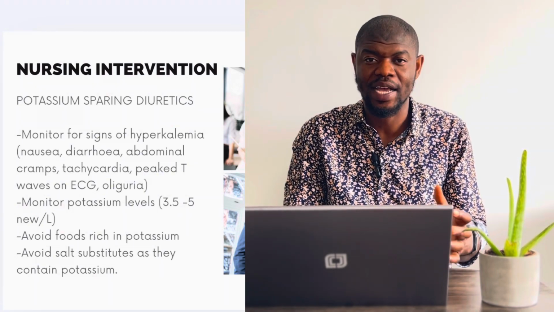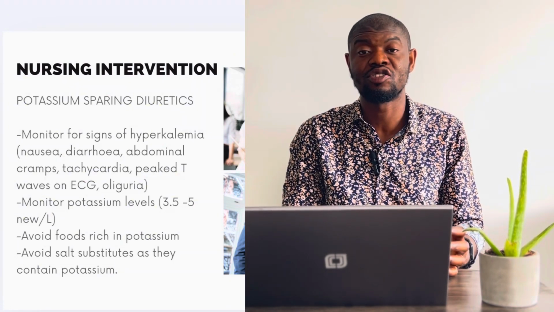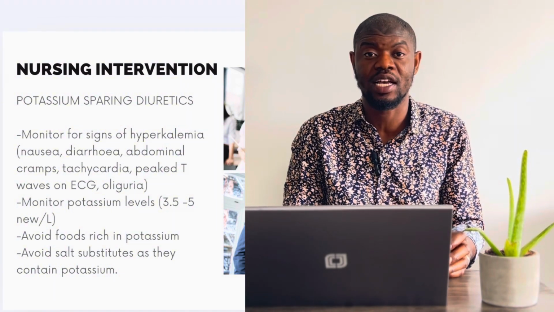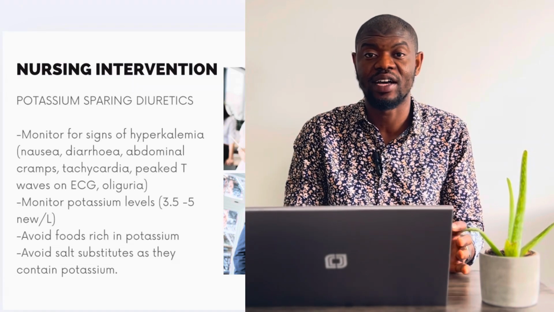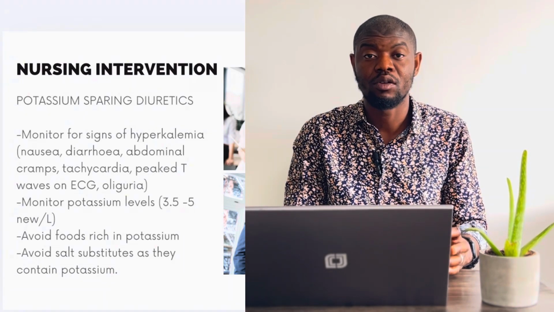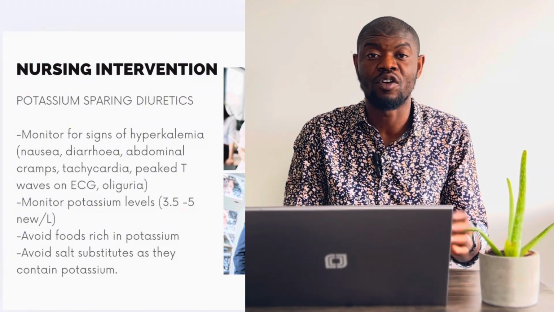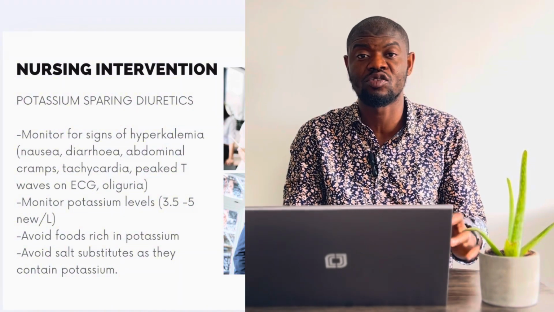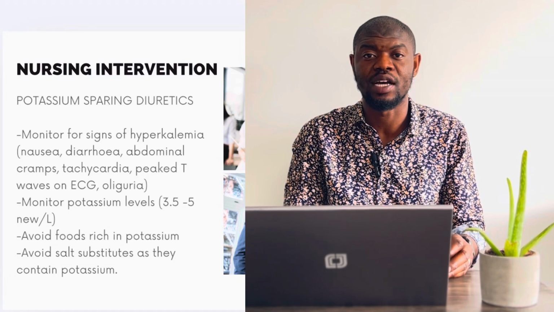With potassium sparing diuretics, one of the important things you want to keep an eye on is signs of hyperkalemia. Now, this type of diuretic causes you to retain potassium, and so you want to constantly check potassium levels, and it should be between 3.5 and 5 milliequivalents per liter. Now you want to instruct your client or your patient to avoid foods that are rich in potassium, and also to avoid salt supplements, because these ones also contain some potassium.